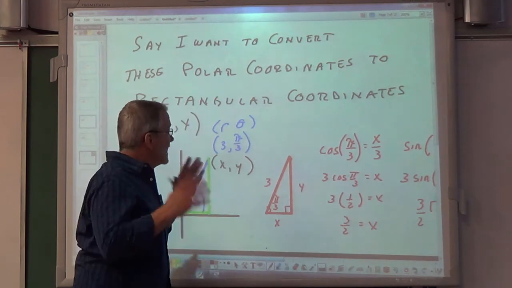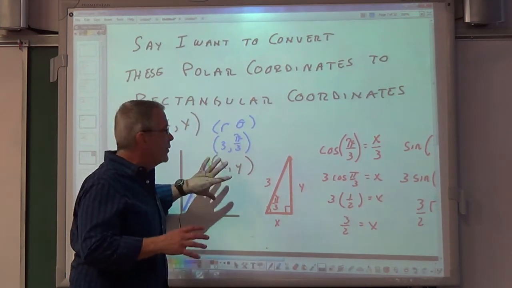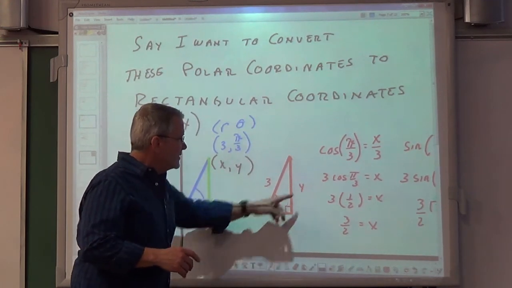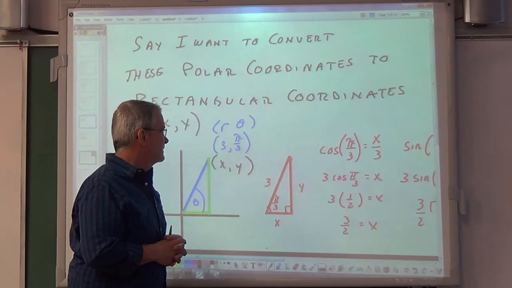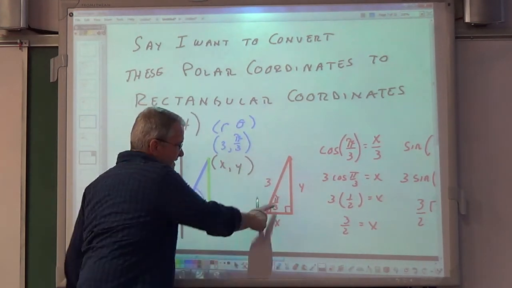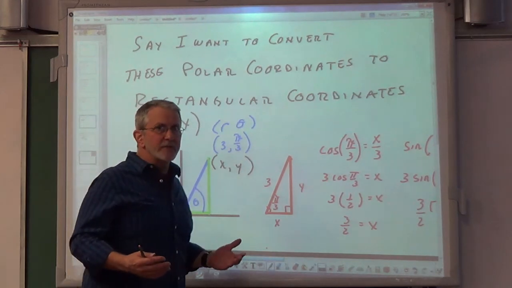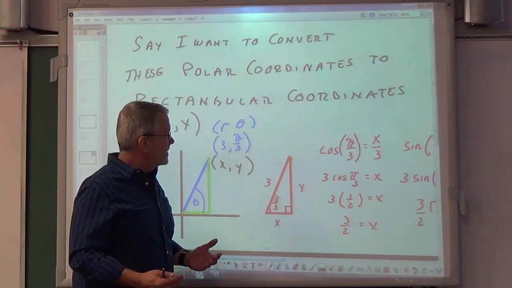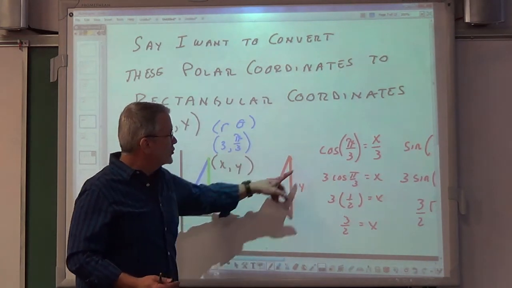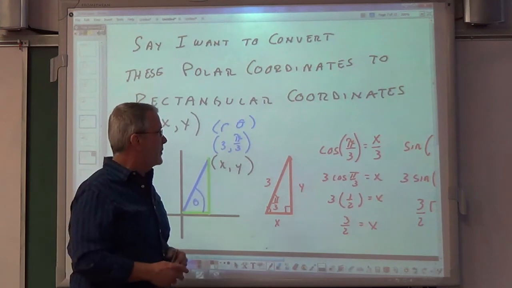And I notice, and this is very important, that I'm in quadrant 1. And when I'm in quadrant 1, x and y are always positive. I have a radius of 3, and this angle is pi over 3. Again, I'm going to use the geometric definitions of the trigonometric ratios, which is going to give me the cosine of pi over 3.